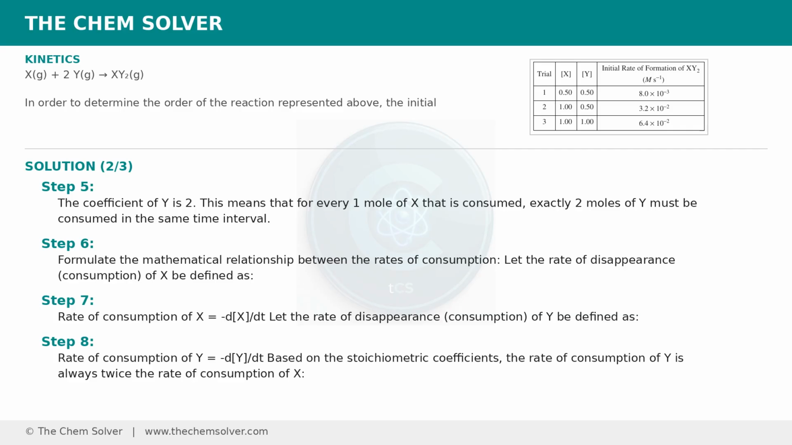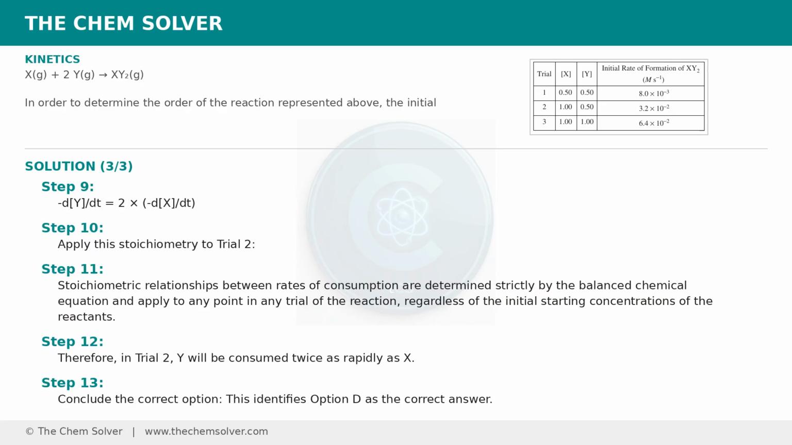Formulate the mathematical relationship between the rates of consumption. Let the rate of disappearance, consumption, of x be defined as rate of consumption of x equals dx over dt. Let the rate of disappearance, consumption, of y be defined as rate of consumption of y equals dy over dt based on the stoichiometric coefficients. The rate of consumption of y is always twice the rate of consumption of x. dy over dt equals 2 times dx over dt.